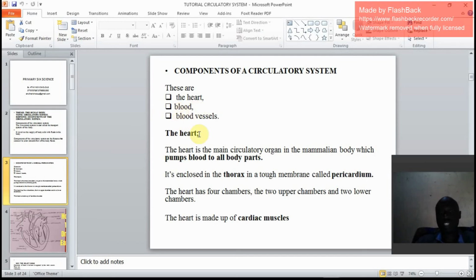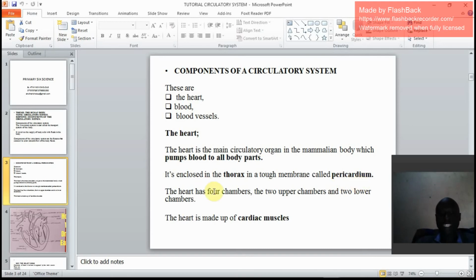Those are channels. The heart is the main circulatory organ in the mammalian body, which pumps blood to all body parts. I'm emphasizing this: the main role of the heart is to pump blood to all body parts. It is enclosed in the thorax in a tough membrane called the pericardium. This is the membrane that shields the heart.